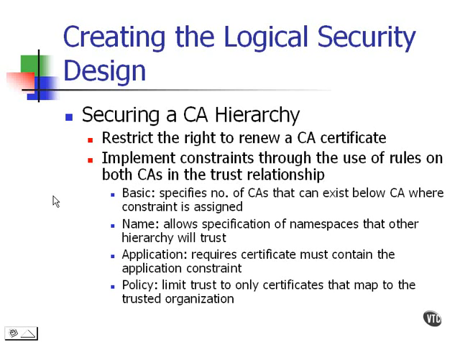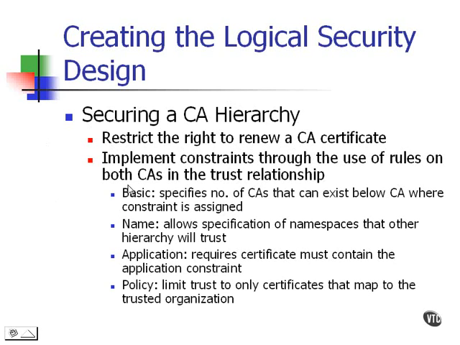A couple of recommendations here about securing your CA hierarchy. One of those recommendations is that you can restrict the right to renew a CA certificate. What this means is that the right to add a new certificate type to an issuing CA is different than the right to renew a CA certificate. So this prevents an administrator from renewing a CA certificate and then changing the issuing ability of that certification authority.